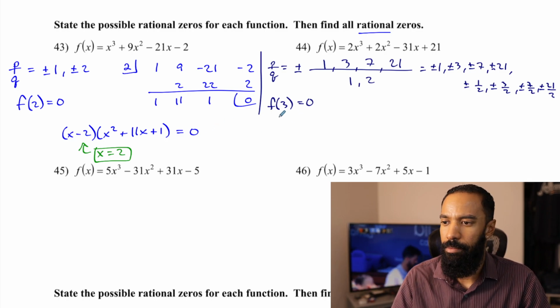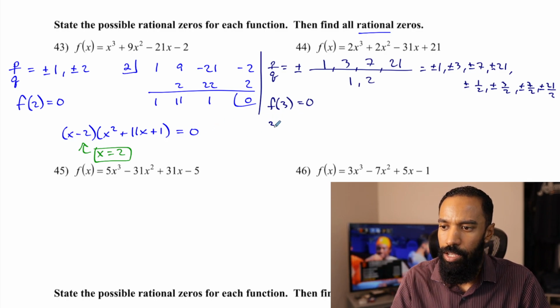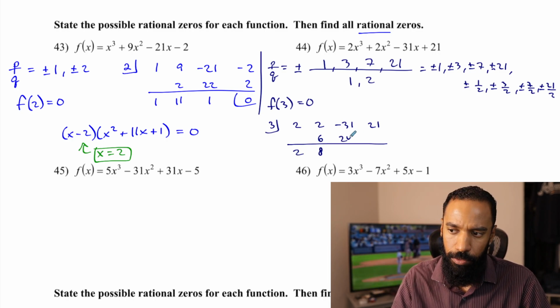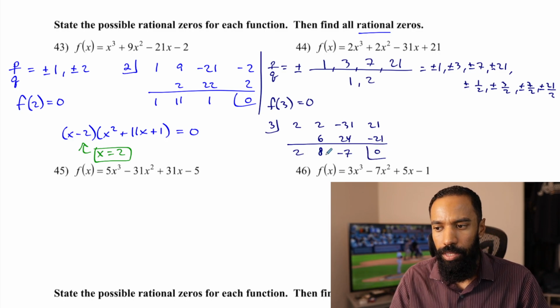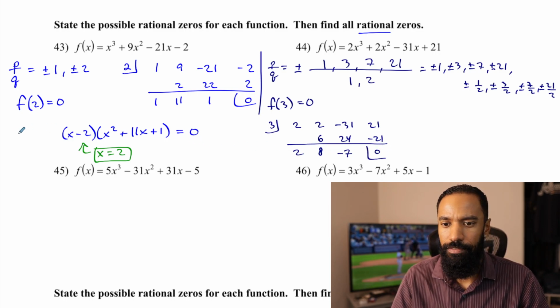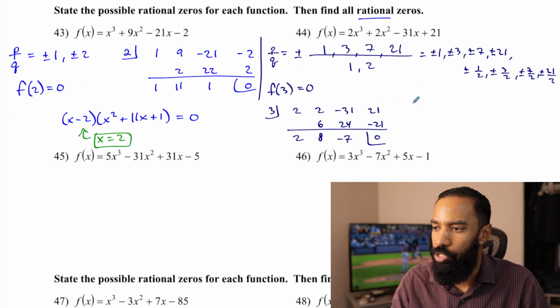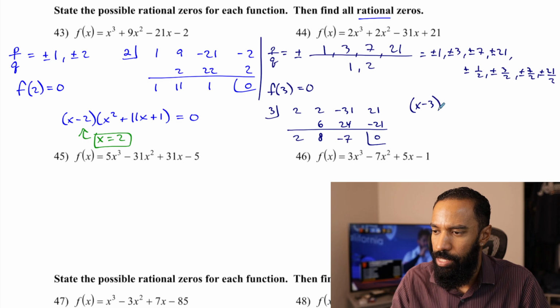And once I get one of them, then I deal with a quadratic for the rest of it. So synthetic division on 2, negative 31 and 21. So 2, 6, 8. If I got a remainder of 0, then that was right. Negative 7, negative 21, 0. Yep, good. This factors into this right here, so we can see if that's factorable. I'm going to tell you right now it's not. So this factors into x minus 3 times 2x squared plus 8x minus 7.